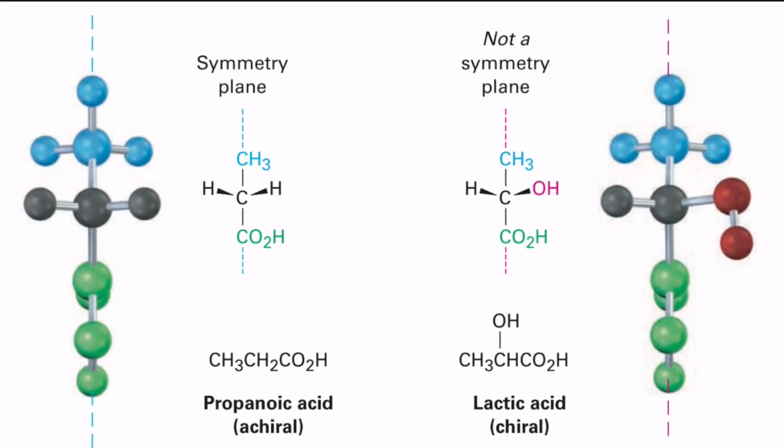We can do the same exact thing with a molecule of propanoic acid. The one on the left would be achiral because that is a plane of symmetry. If you look, the molecule is the exact same. The mirror image of the left side is the same as the right side.